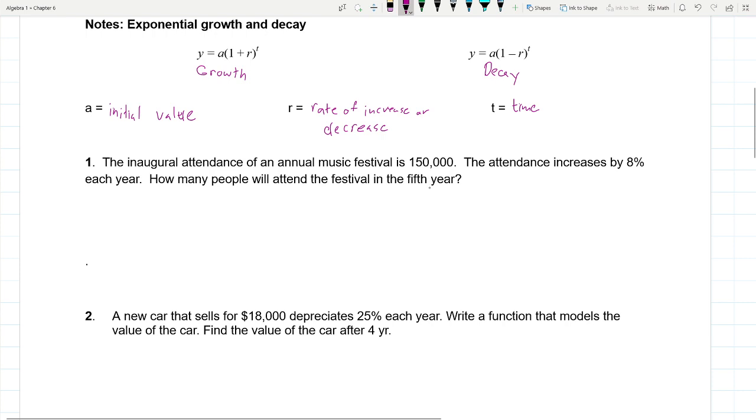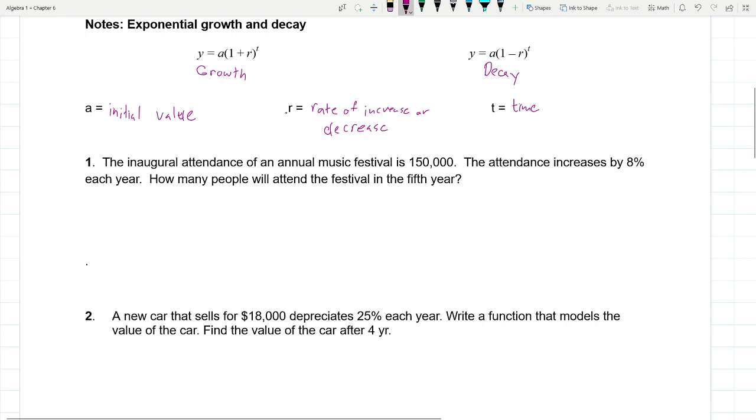So let's go ahead and apply this. Number one, the inaugural attendance of an annual music festival is 150,000. The attendance increases by 8% each year. How many people will attend the festival in the 5th year?